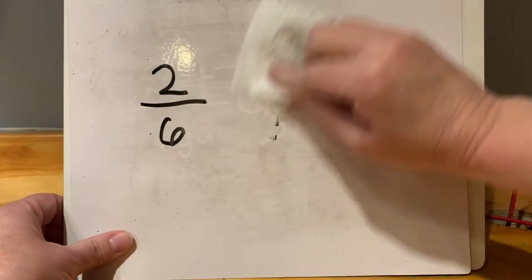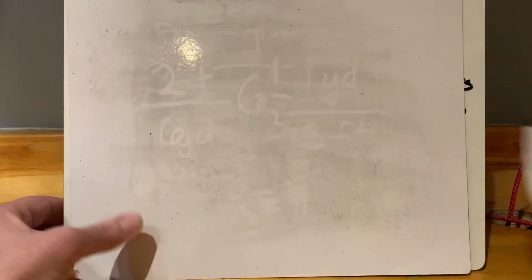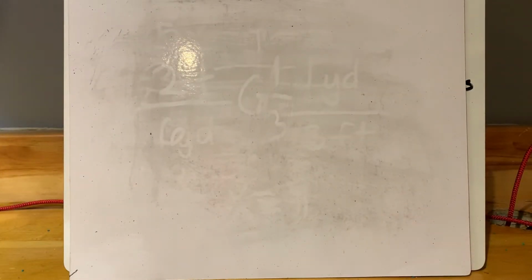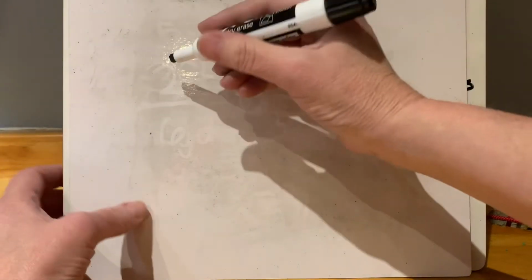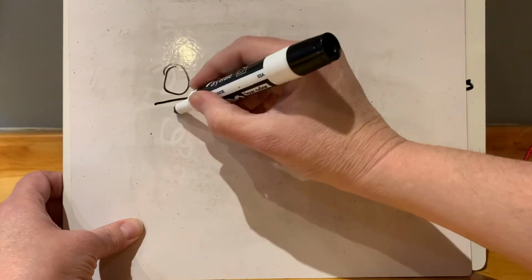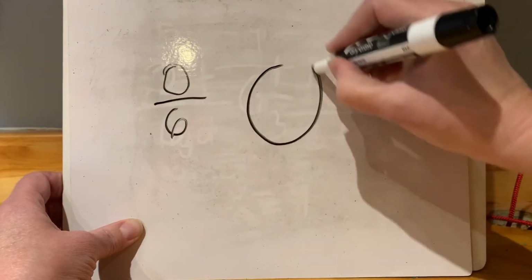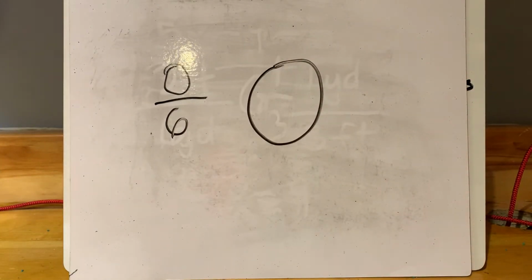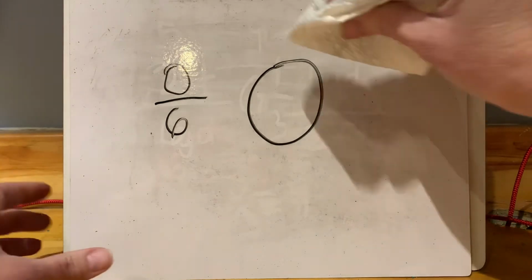What is the probability when we roll one die of rolling a number greater than 6? On one die, there is no number greater than 6. So there is actually no way to roll a number greater than 6. So the probability would be 0 to 6, which is 0. When an event cannot happen, it has a probability of 0.